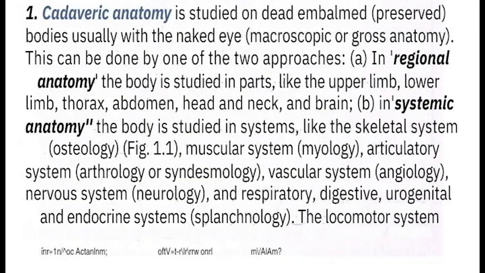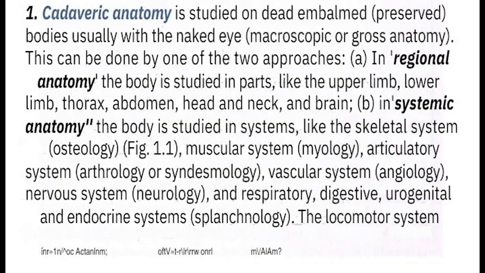1. Regional anatomy. In this approach, the body is organized into geographic regions. Instead of looking at one system, like nerves, everywhere at once, you focus on everything in one specific area. Examples: the upper limb, lower limb, thorax (chest), abdomen, head and neck, and the brain.